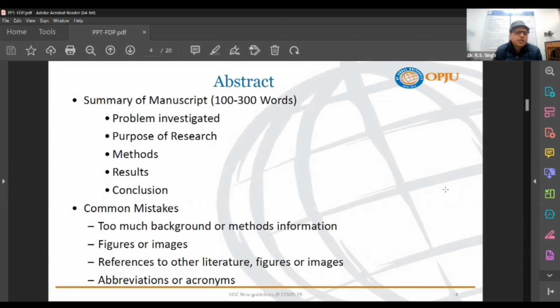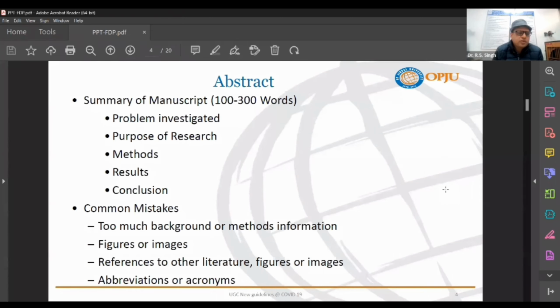Abbreviations or acronyms. Don't use abbreviations in the abstract. If you are using an abbreviation for the first time, you need to write the full form of it, and you can write the abbreviation in brackets. For example, if you are writing OP Jindal University, if it is the first time, don't write OPJ there. Write OP Jindal University, with OPJ in brackets. So that should be taken care of.